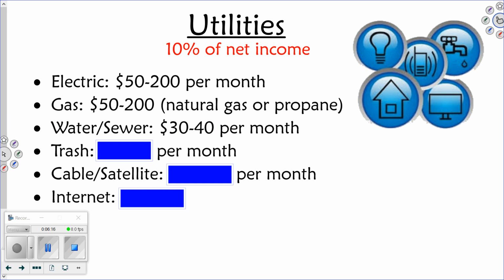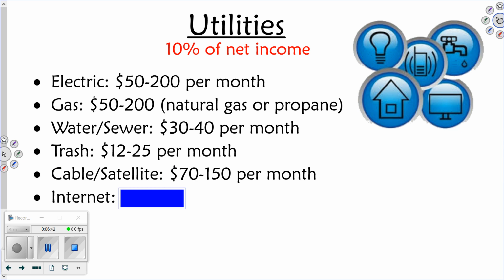Water and sewer is usually anywhere $30 to $40 a month. Real life experience, I get billed every 3 months for water. So they don't necessarily always bill you every month. Sometimes it comes in a 3-month set. Trash could be anywhere from $12 to $25 a month. Where I live, my trash is free. It's just included in the township I live in. It's just part of the taxes I pay. So I don't have to pay that extra month.